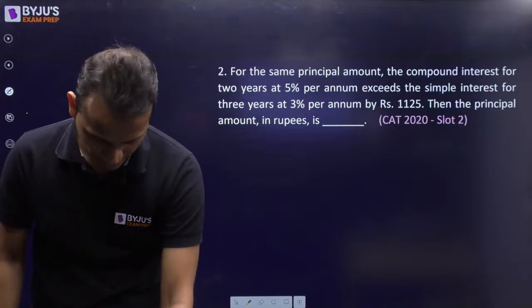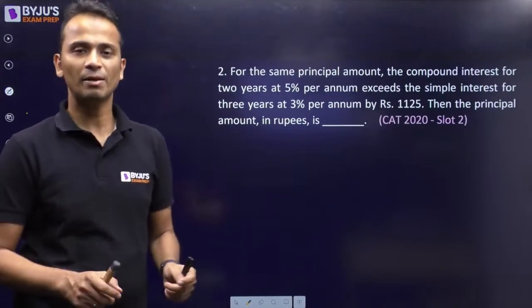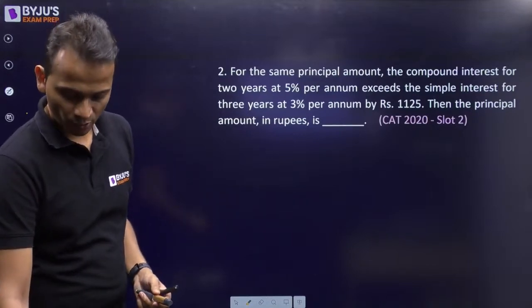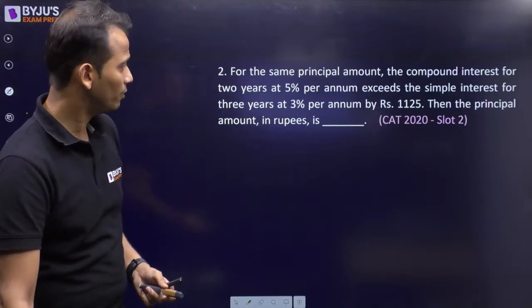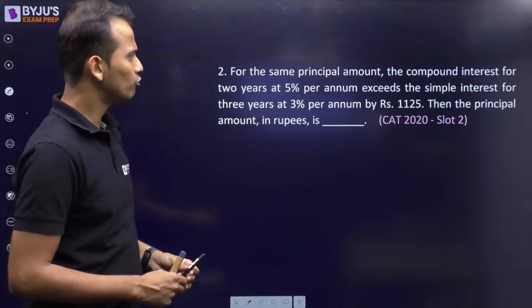All right, so Hirwa says answer is 800. This is a TITA question. So once again, you'll have to type in your answer. So Hirwa, you're saying the principal for this question is 800 rupees. Fine. Let's check it out.